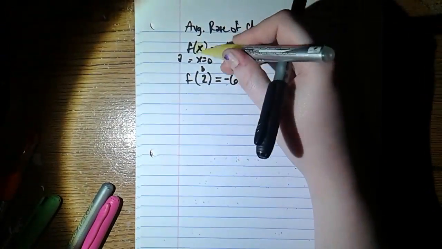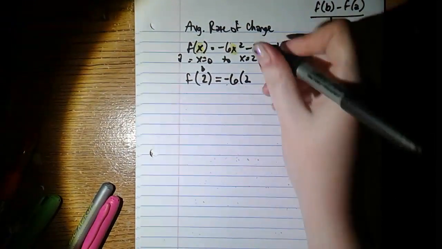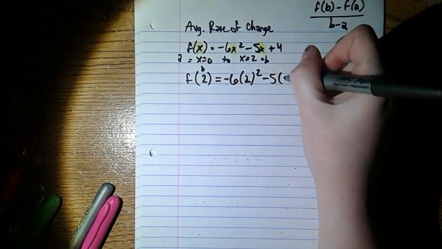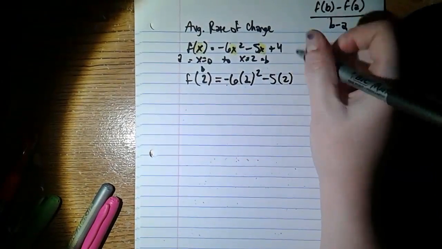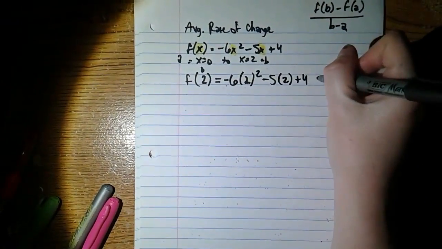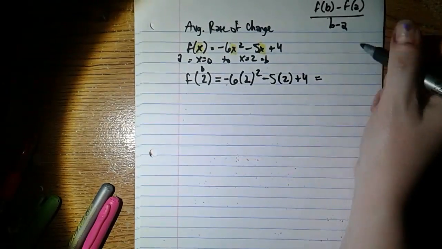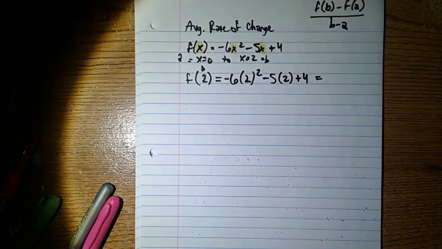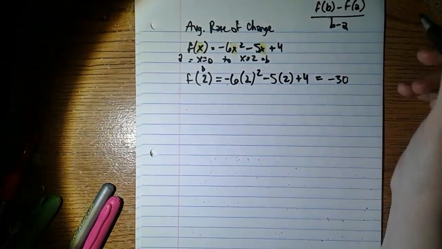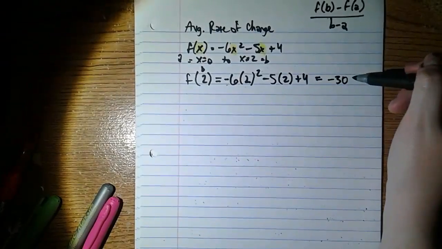So if we got 2 for the place, you're going to put a 2 there. And you can put parentheses around it because you're basically digging a hole where that X is and plopping a 2 in there. And that's going to be equal to something. Okay, that equals negative 30. You could plug that exactly in the calculator like that and it'll tell you.